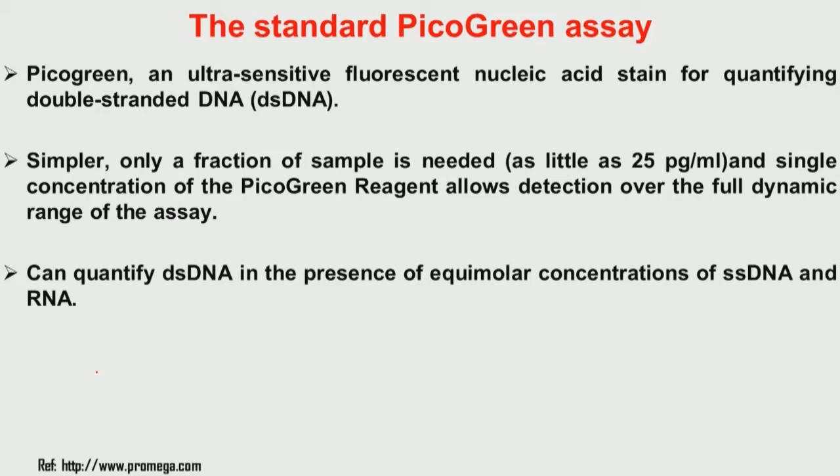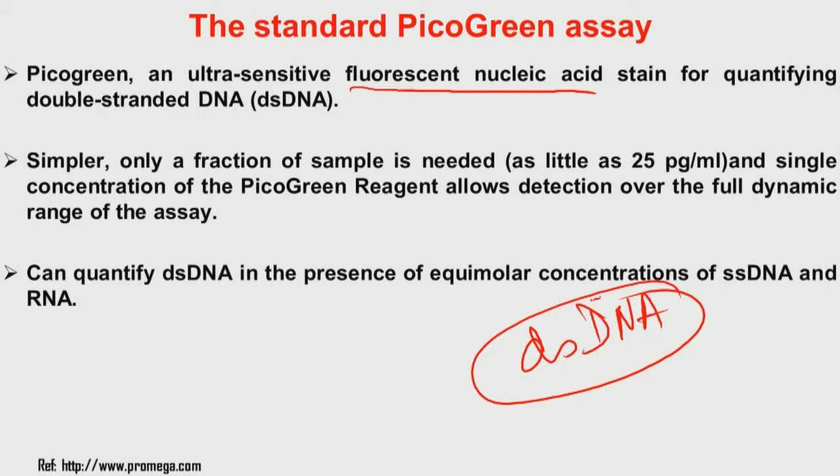The third one is the PicoGreen assay. PicoGreen is actually a fluorescent nucleic acid stain. It is a very ultra-sensitive fluorescent nucleic acid stain for quantifying double stranded DNA. So, remember this is only used for double stranded DNA. It is very simple, and only a small fraction of the sample is needed, in the order of 25 picogram per milliliter, and a single concentration of PicoGreen reagent allows detection over the full dynamic range of the assay.